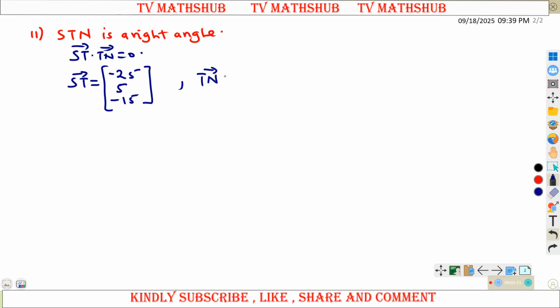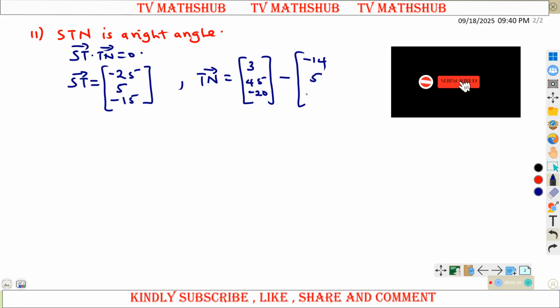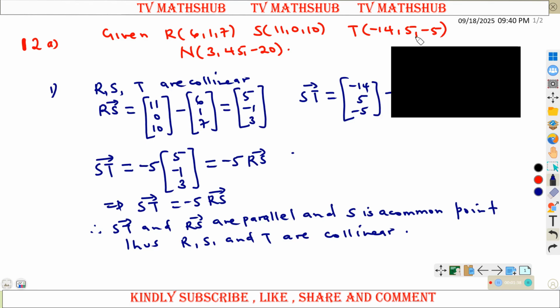So to get Tn, we shall get n minus t. So n was given, that was (3, 45, -20). Then we shall be subtracting t. So we are getting n minus t. So t was (-14, 5, -5). So that is what we are having for t and n. So we have t as that and n as that.